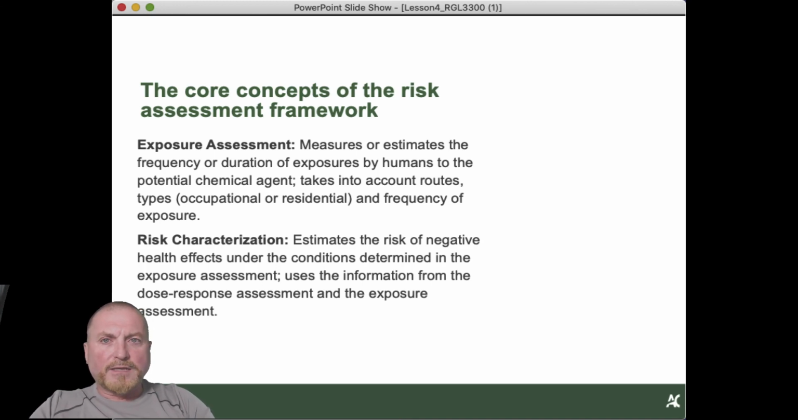Risk characterization estimates the risk of negative health effects under the conditions determined in the exposure assessment, okay? It uses the information from the dose response assessment and the exposure assessment to characterize risk. Is this an acceptable threshold of risk? Given all of our assumptions in dose response and exposure assessment, is this an acceptable risk? But we already determined that dose response and exposure assessment can have their own residual risk embedded in them. Now we have a risk characterization that sets a threshold, right? A threshold of an acceptable risk.